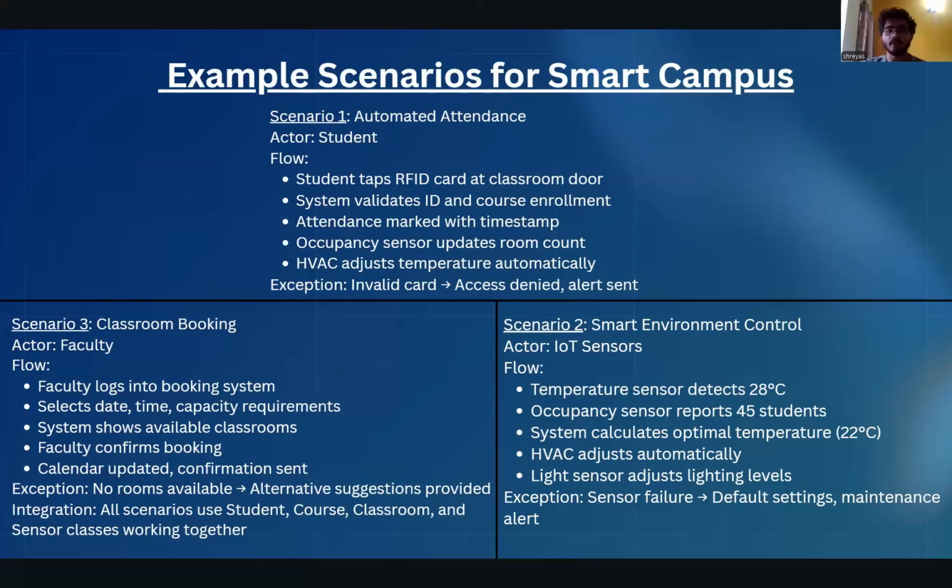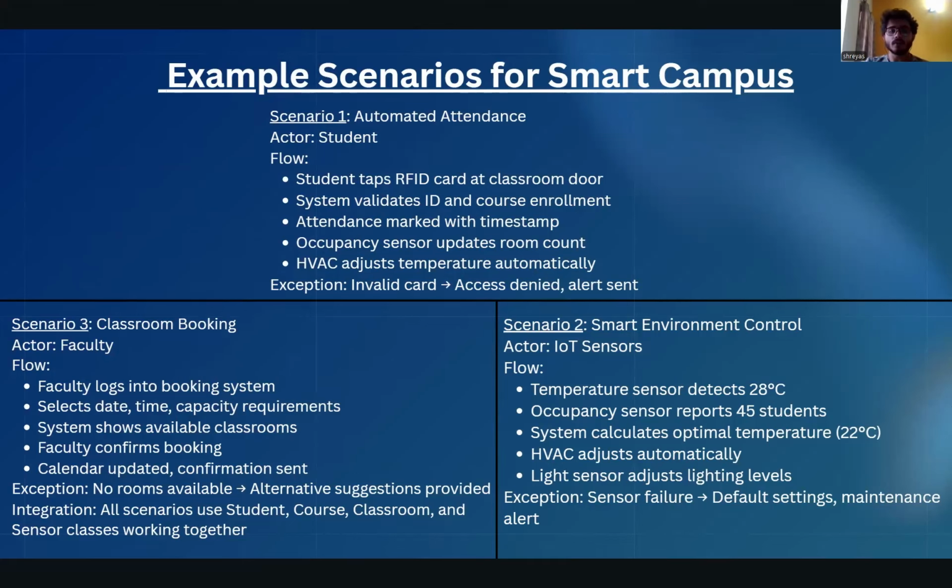Here are three real-life scenarios from our smart campus project. Scenario one consists of automated attendance. The most common use case: a student approaches the classroom and taps their RFID card. The system validates their ID, checks if they're enrolled in this course, and marks the attendance with a timestamp. The occupancy sensor updates the room count, and the system automatically adjusts the temperature based on the new occupancy. If the card is invalid, then the access is denied and an alert is sent to their phone.